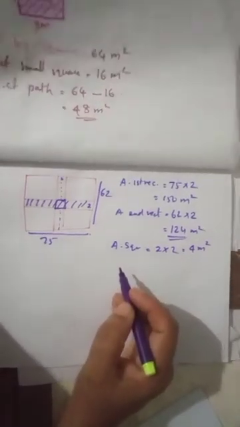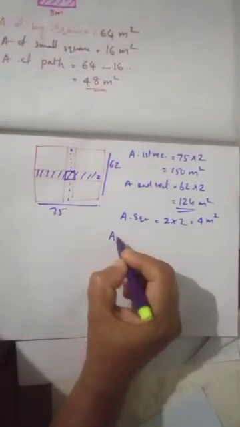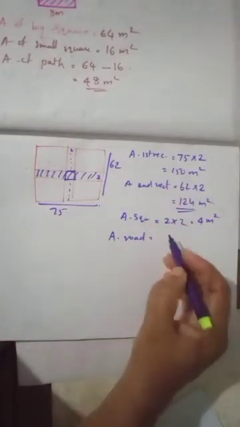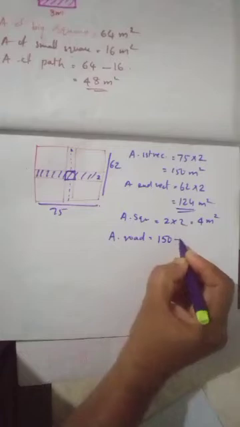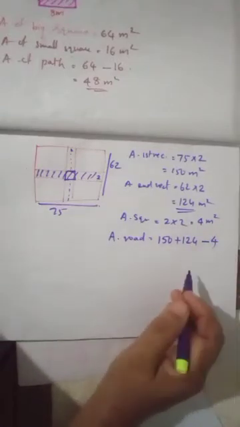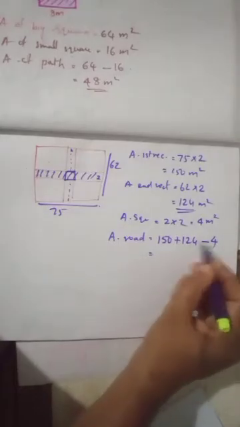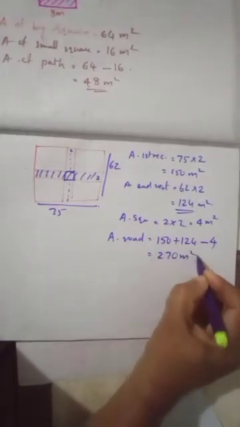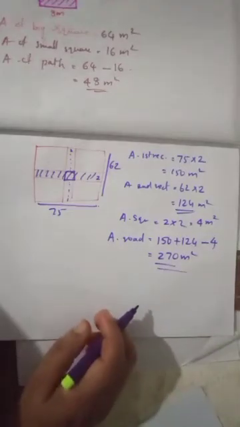So what is the area of the crossroad? Area of the crossroad is these two areas we have to add, 150 plus 124 minus 4. This 4 we have to subtract. So when we do it, you will get 270 meter square. Okay.